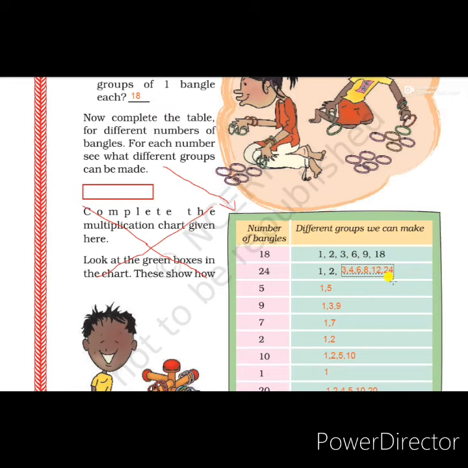Now suppose there are 5 bangles. How many groups can we make? Only 2 ways: one group of 5 bangles, otherwise 5 groups of 1 bangle each.